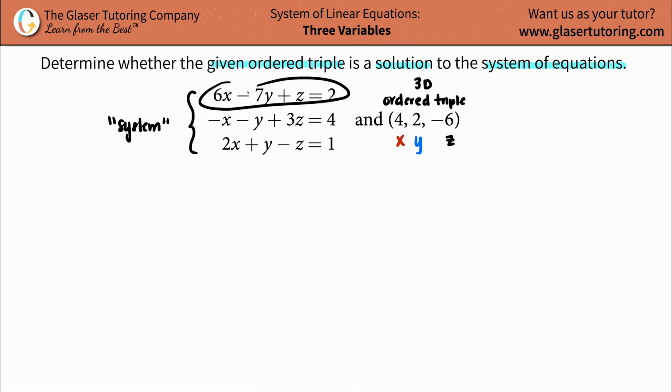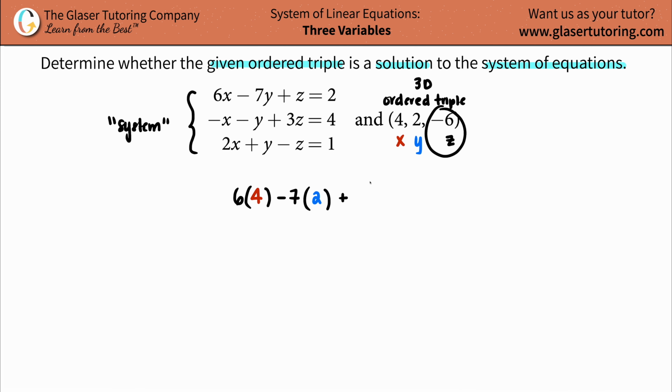So maybe we'll start with the first one: 6x minus 7y plus z equals 2. Now from our numbers, we have 6 times x. The x value we said was 4. So 6 times 4 minus 7 times y, the y value was 2, plus the z value was a -6, and if this checks out, it should equal 2.